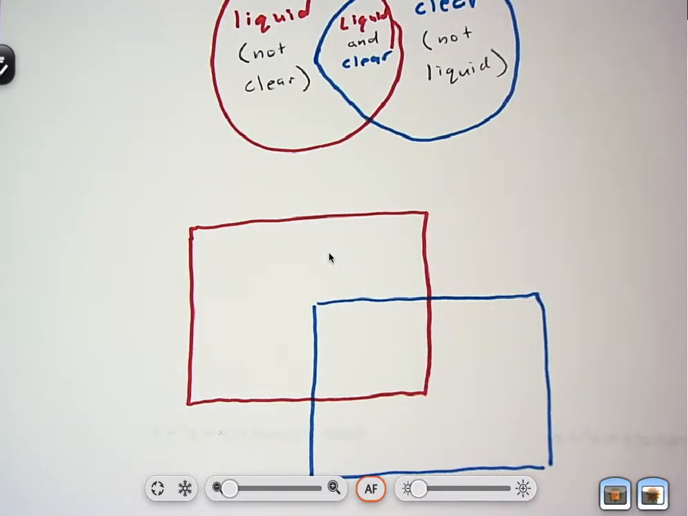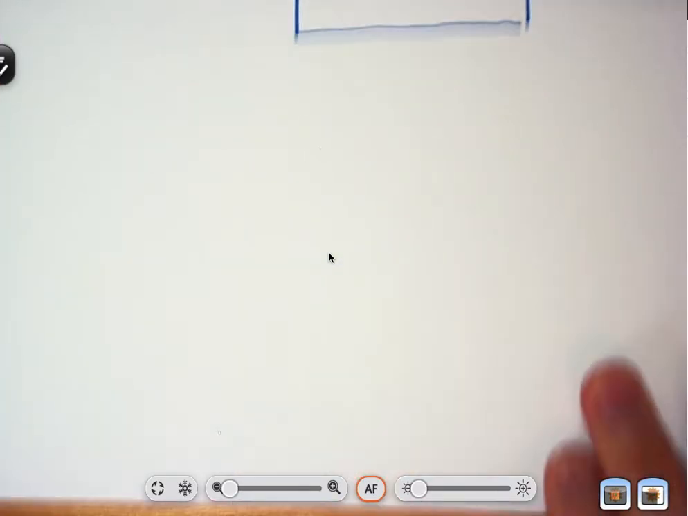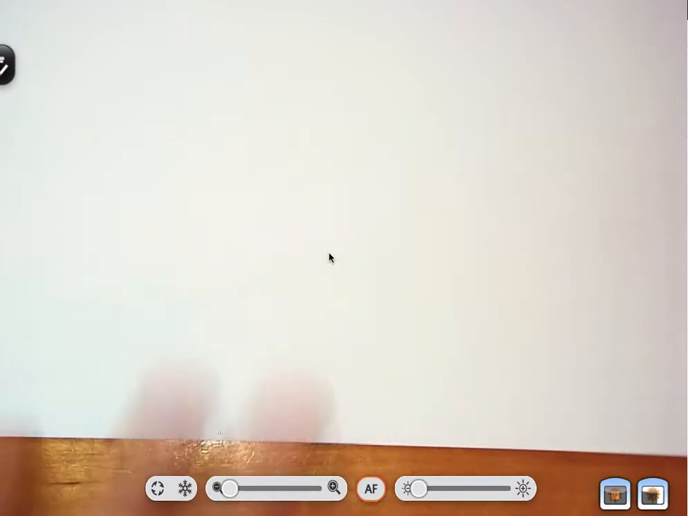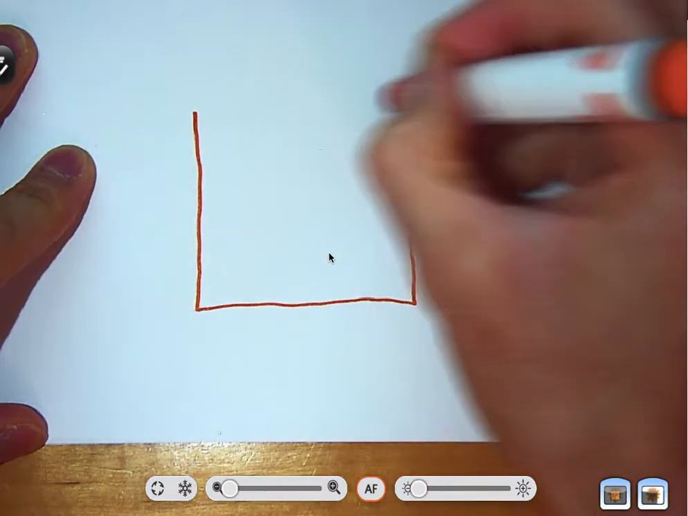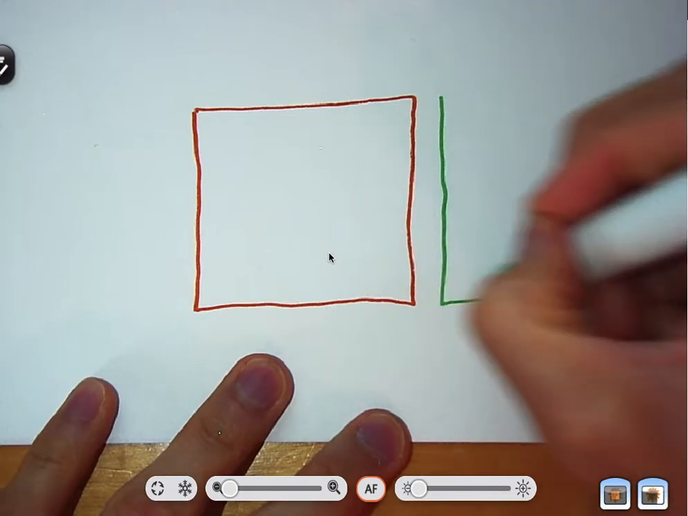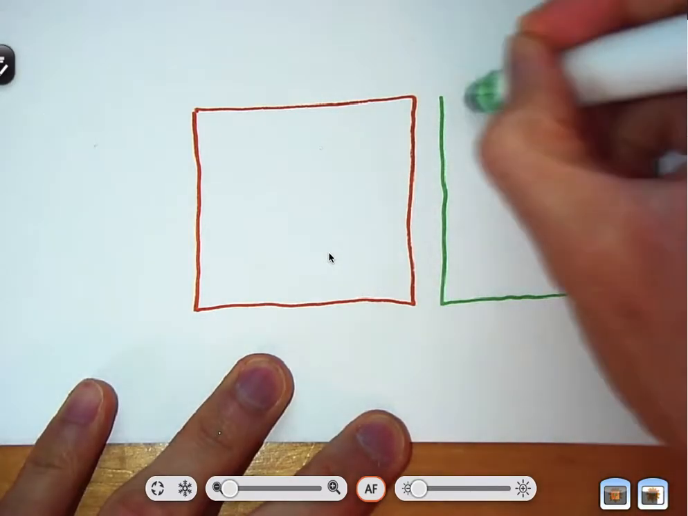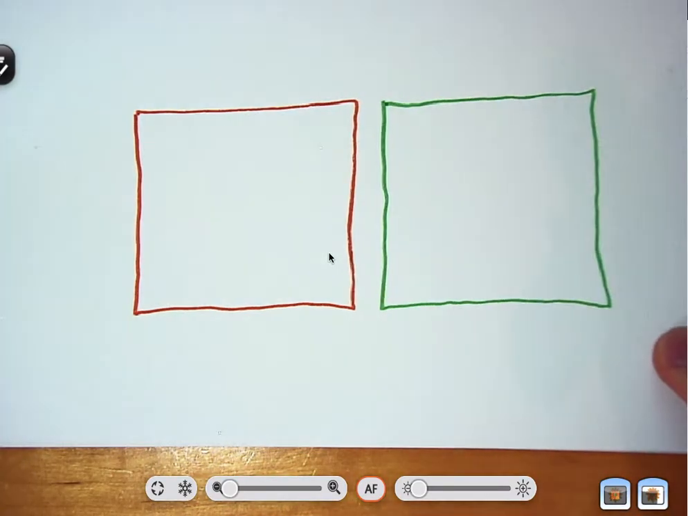Let's talk about other sorts of ways you can represent these different categories. You can also make Venn diagrams where there is no overlap. So for example, you can have this category here, and then have another category, and here you're saying that the relationship between these two categories is that there is no overlap between them. So there is nothing that falls into both categories.